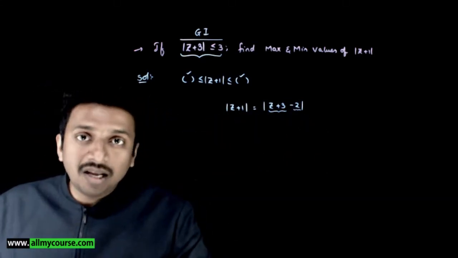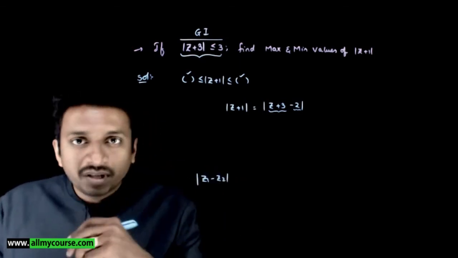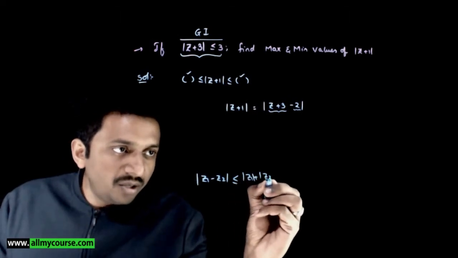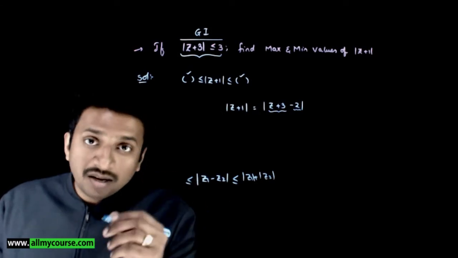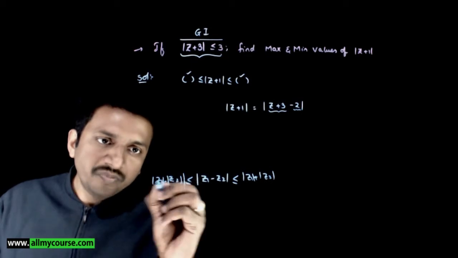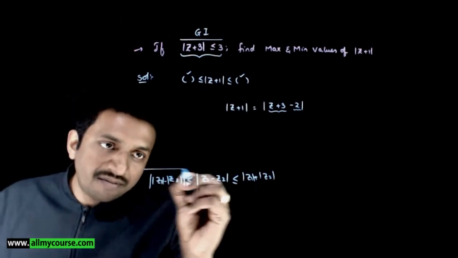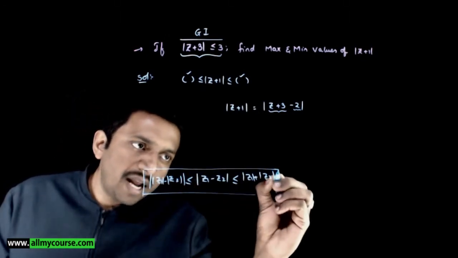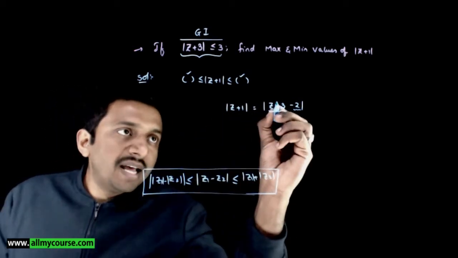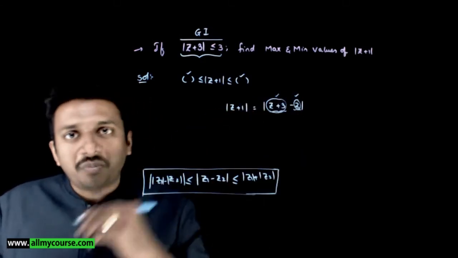Now what are the triangle inequalities that you have? Mod of z1 minus z2 will always be less than or equal to mod z1 plus mod z2, and this will always be greater than or equal to mod of mod z1 minus mod z2. These are the results that we have learned in the topic of triangular inequalities. I'm trying to use this. So mod z plus 1 can be written as mod z plus 3 minus 2. This is a complex number, this is a complex number.